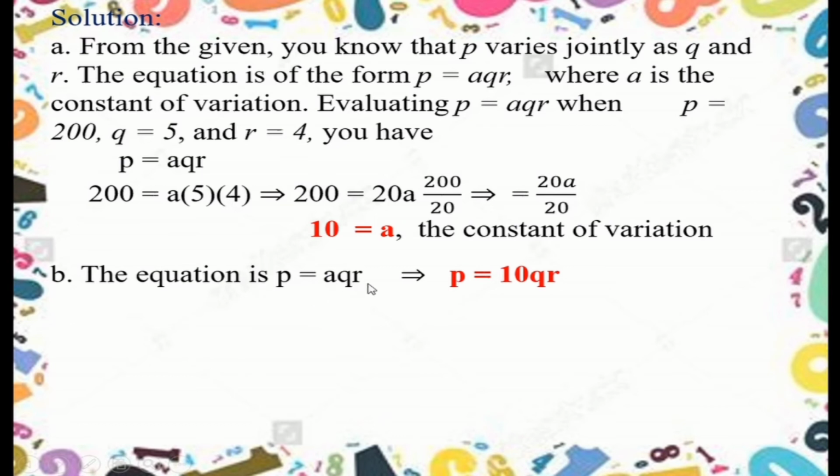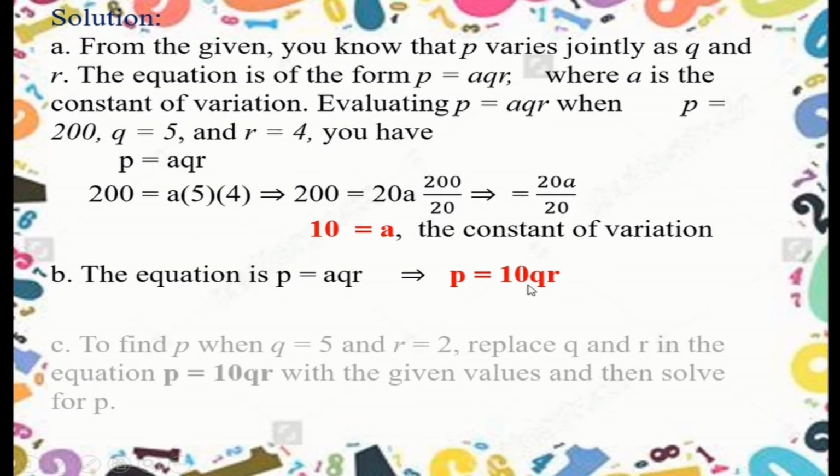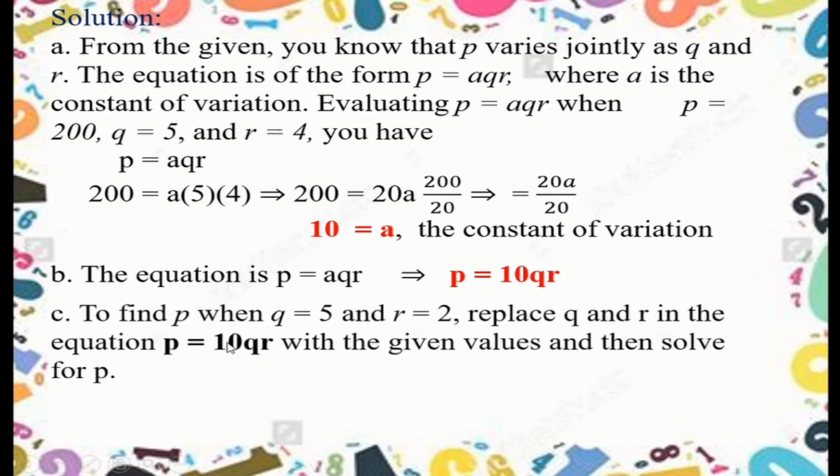So, yung ating equation that relates P to QR is P is equal to 10QR. And then, the third one is to find the value of P when Q and R is 5. Replace Q and R in the equation P equals 10QR with the given values, then solve for P. So, itong mga values na to, isa-substitute mo lang dito.